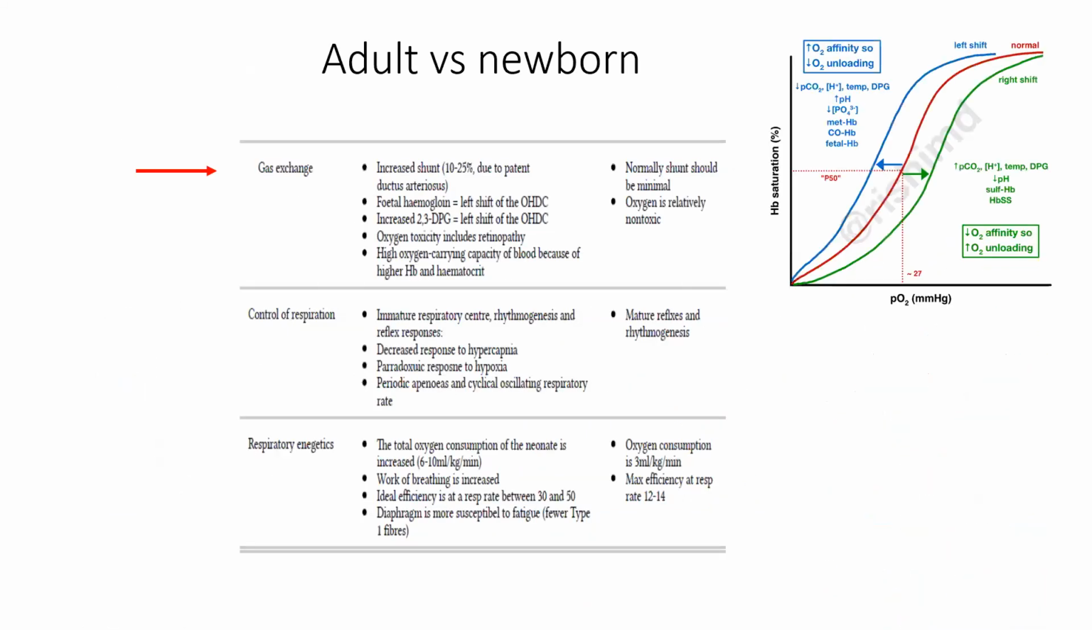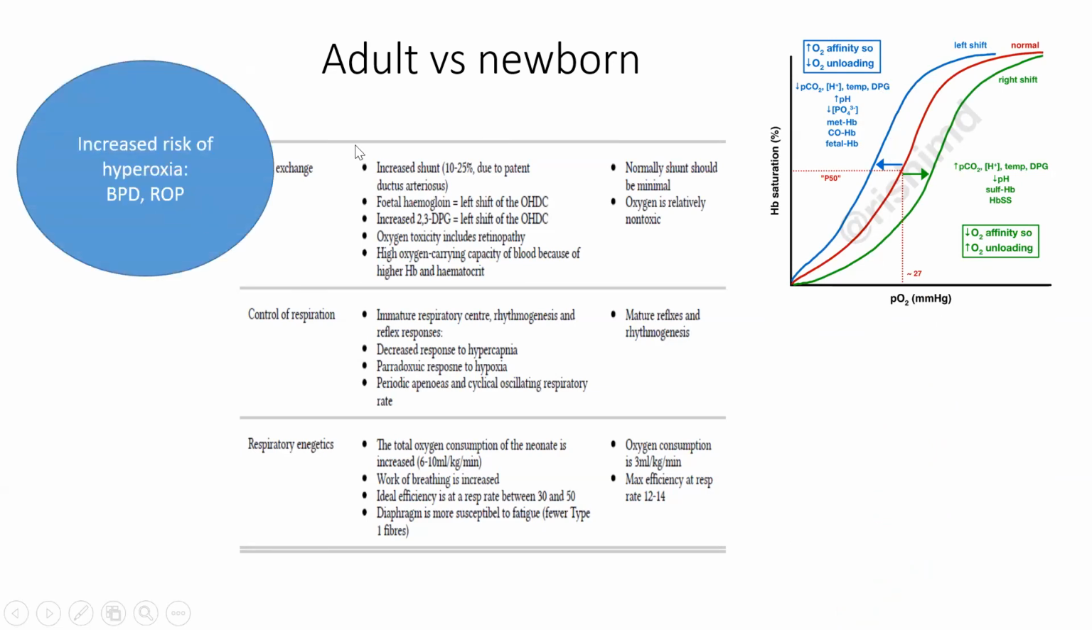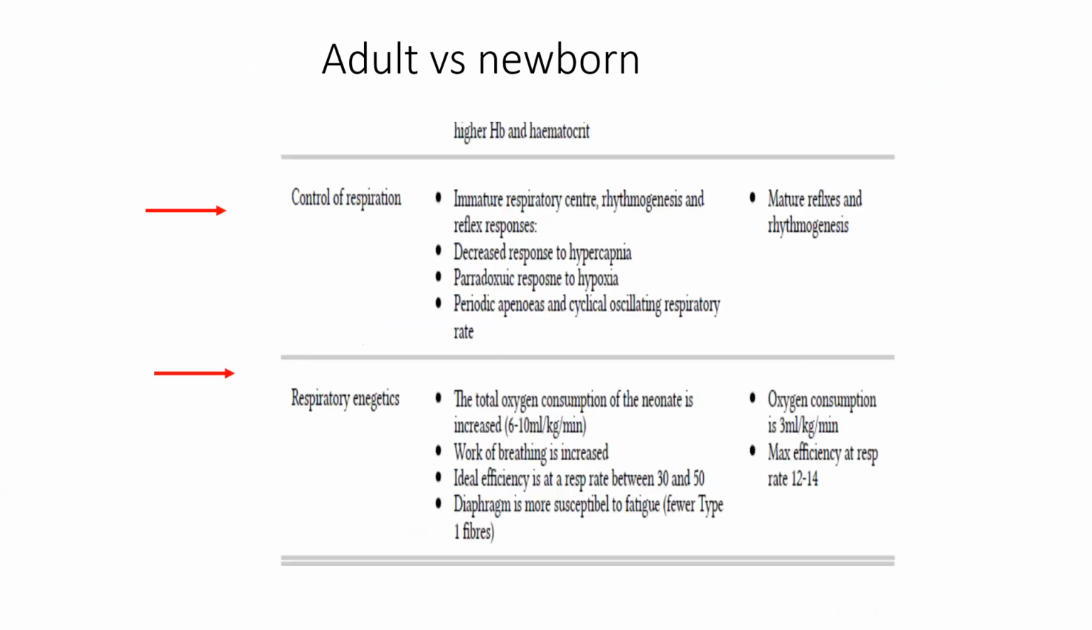When we talk of gas exchange, we also have to understand that in the newborn, in the first few months of life, there is a lot of fetal hemoglobin, which has very high affinity for oxygen. So their oxygen unloading capacity is less. The oxygen dissociation curve is shifted towards the left in the newborn, and they are very prone to hyperoxia, and in that way they are at increased risk of bronchopulmonary dysplasia and ROP.